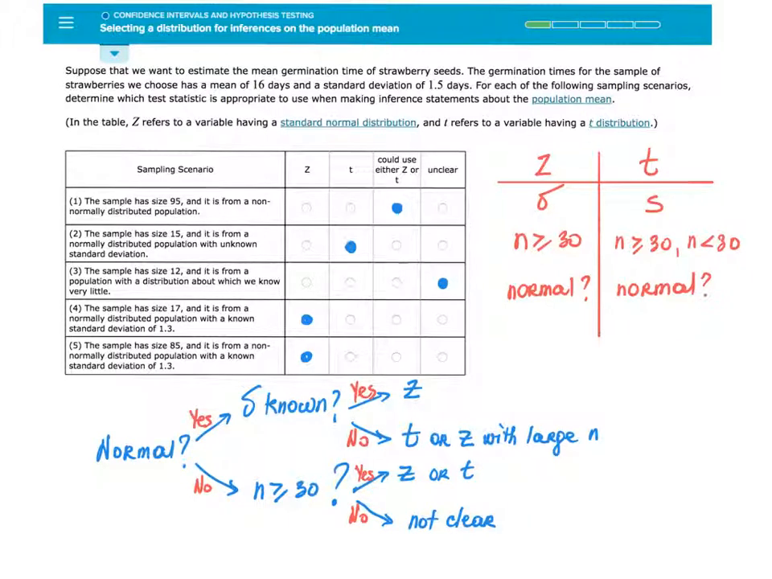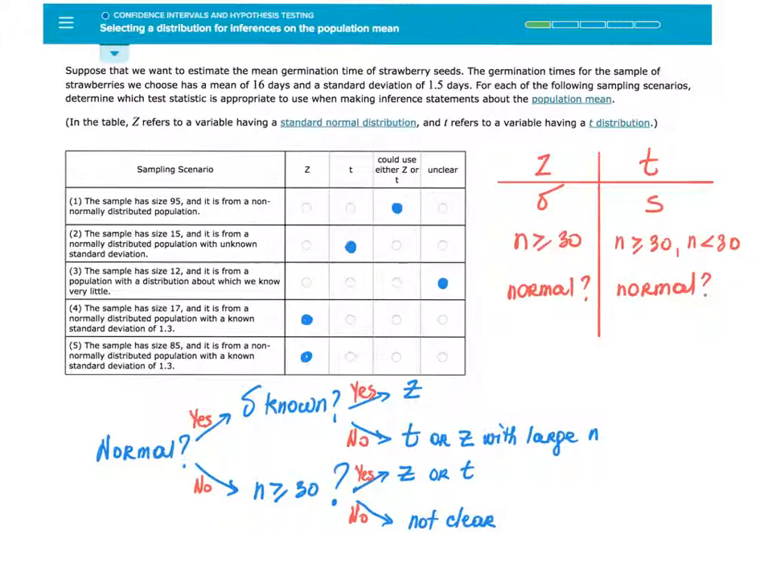The sample size is 15 and it is from a normally distributed population with unknown standard deviation. Small sample size, normality of the distribution, but unknown population standard deviation. Well, that fits into a T description. How do I know? Small sample size, normality is okay, and from that sample, I can always compute S.